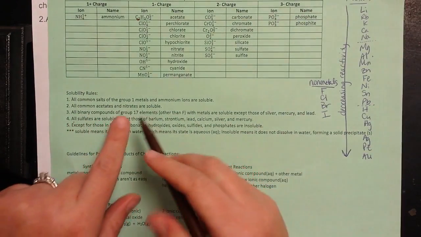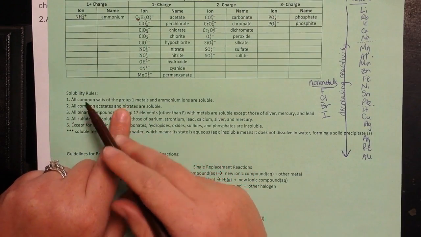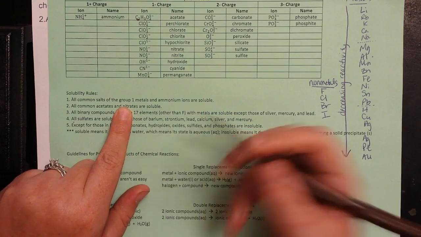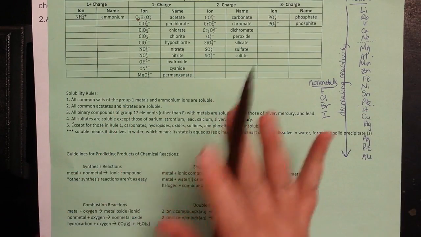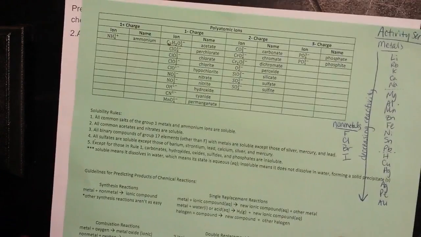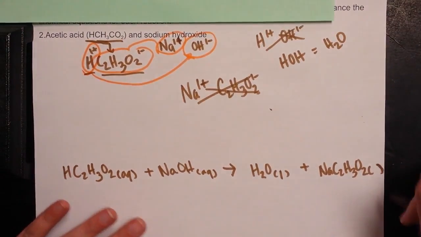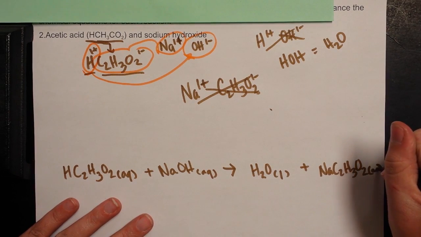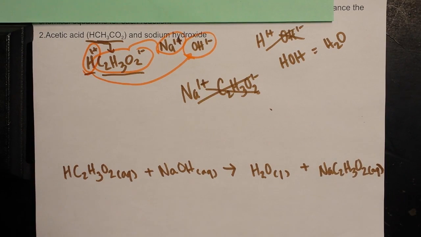So since sodium's a group 1, I should be able to say that it is soluble, or this sodium acetate would be soluble. I can also look here at rule 2. It says all common acetates are soluble. So got a double whammy of this should dissolve, and so that means that sodium acetate would be aqueous.